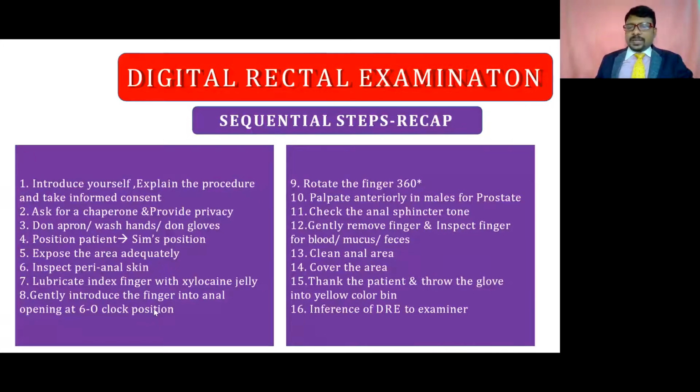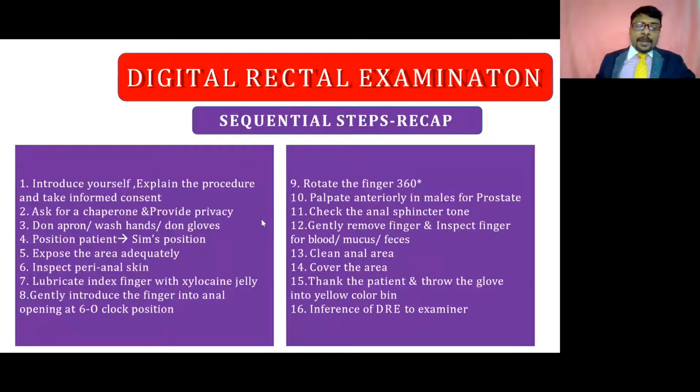And also, let's recap the sequential steps once. We just finished all the stages. First, introduce yourself, explain the procedure, and take informed consent, which means taking permission with a signature. We have to ask about a chaperone, and provide privacy to them and any escort persons.